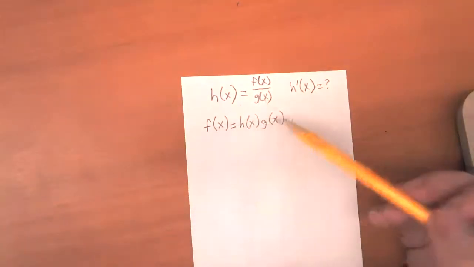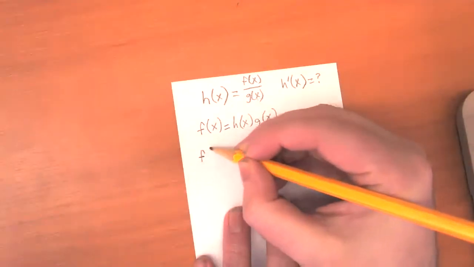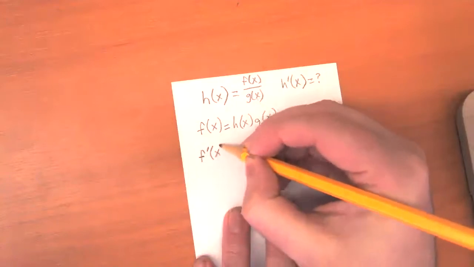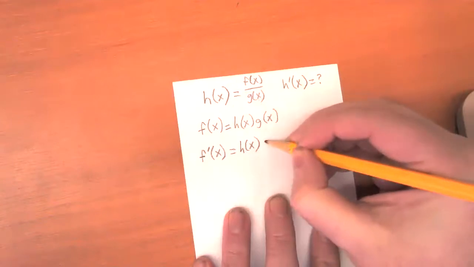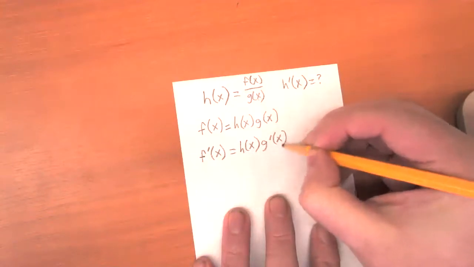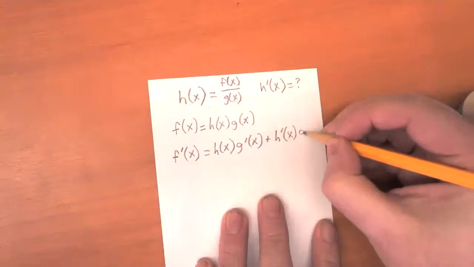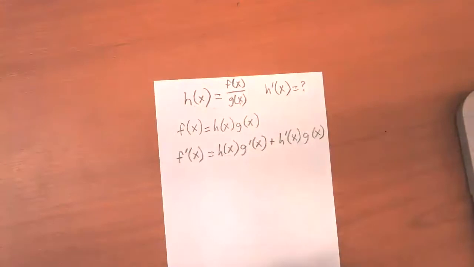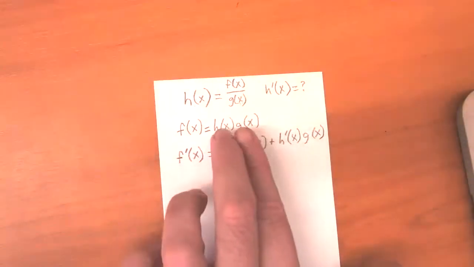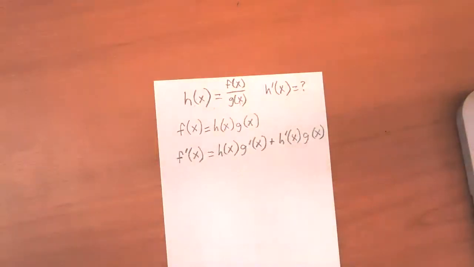And if we know the product rule, we can calculate the derivative of this. So using the product rule, we know that the derivative of f is equal to h of x times the derivative of g, and then we add to that the derivative of h times g. The product rule just says you take the derivative of one side, multiply it by the other, and then add those two together.